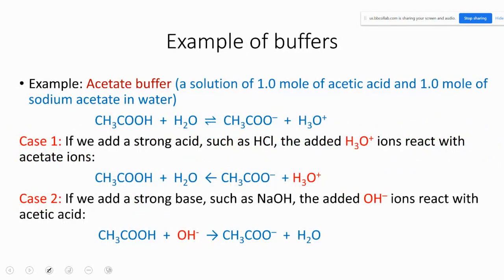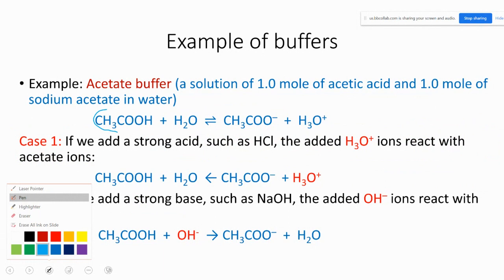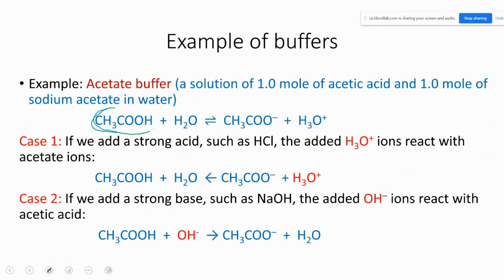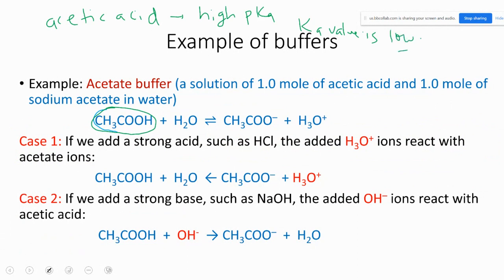So I have a weak acid, we change the color to green. A weak acid, acetic acid, this is acetic acid, which is considered a weak acid. That's because it has a high pKa value, or its Ka value is very low. Ka value is low. Again, this is relative compared to other acids. That's why acetic acid, which is this, is considered a weak acid.